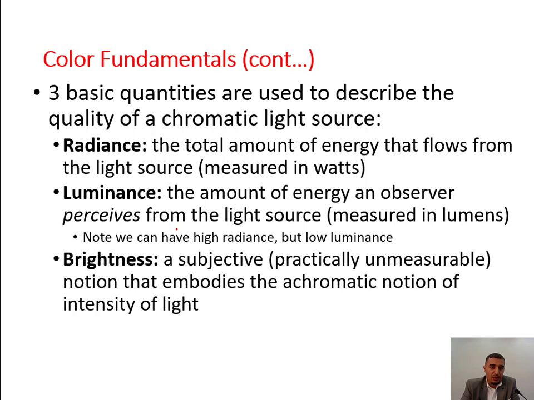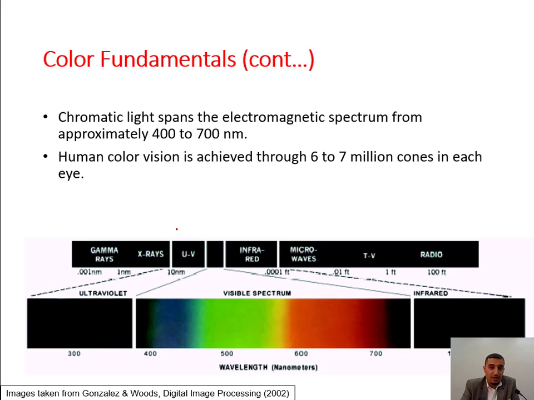So the 3 basic quantities used to describe a chromatic light source are: radiance, which is the total amount of energy that flows from the light source; luminance, which is the amount of energy an observer perceives from the light source; and brightness, which is a subjective, practically unmeasurable notion that embodies the achromatic notion of intensity of light. Chromatic light spans the electromagnetic spectrum from approximately 400 to 700 nanometers.